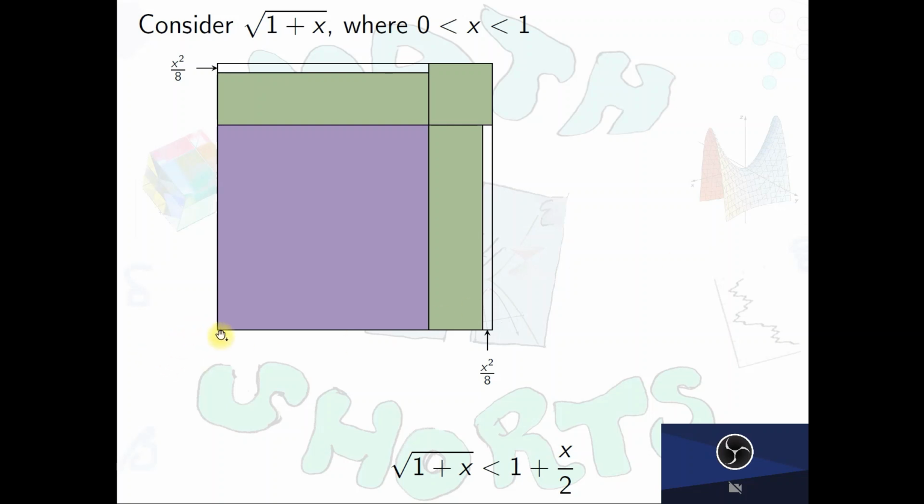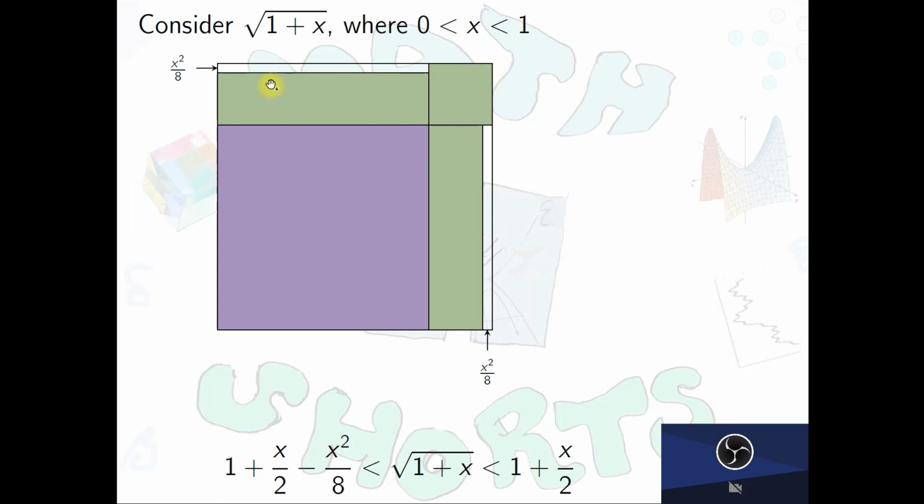And now if we look, I've got a square whose side was 1 plus x over 2 minus x squared over 8. And we can see we've got a little bit too much here. So again, we can get another approximation that this thing is going to be bigger than 1 plus x over 2 minus x squared over 8 because I've got this little extra chunk. And if we think a little bit further, if I slice this along here, it's going to be x squared over 8 times x over 2, which is x squared over 16.